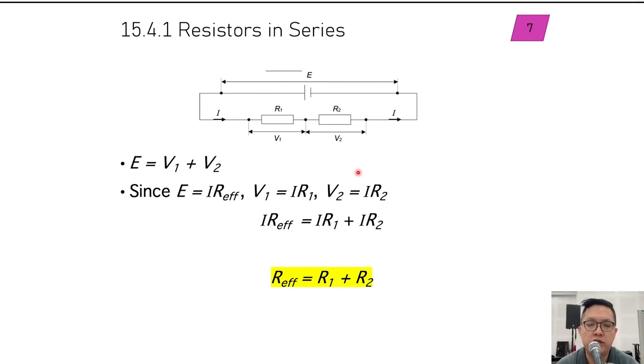So you can basically chain it such that you have R1, R2, R3, R4, and so on and so forth. As long as they're all in series, you can add them up directly. So quite straightforward here. Besides the proving, I think nothing new that you have not learned before.